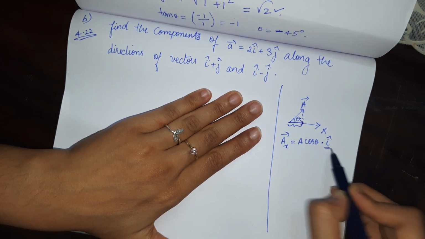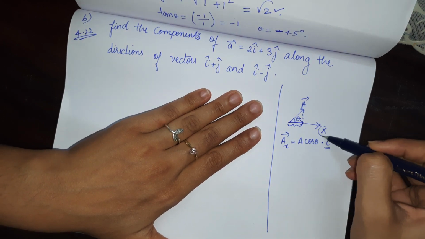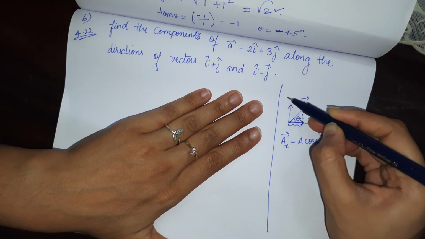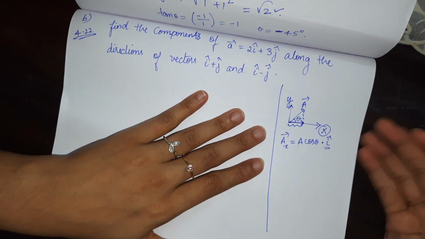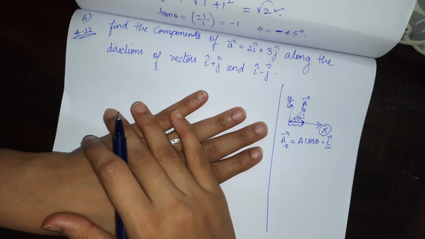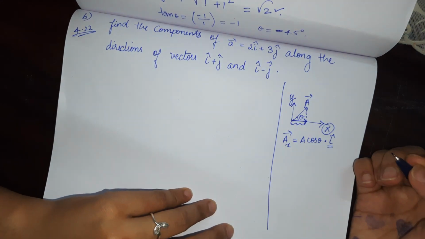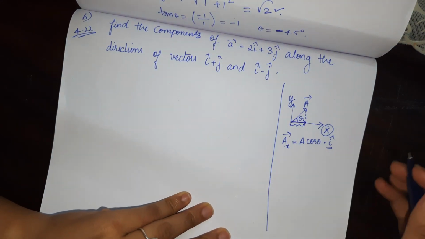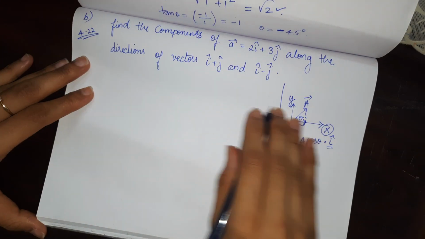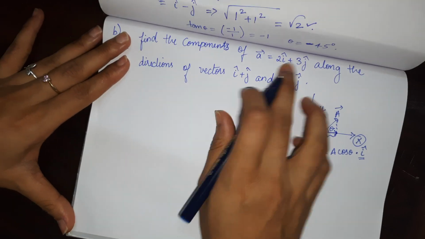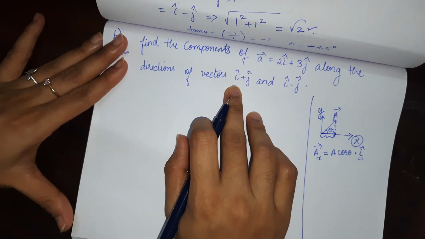Now whenever we find components of any vector, it's not necessary that you can find components only for x and y axis or only for x, y and z axis. You can find the component of one vector on the other, for any axis, any vector. Component of any vector on any vector, both are possible. So here we want to find the component of 2 i cap plus 3 j cap along i cap and j cap.